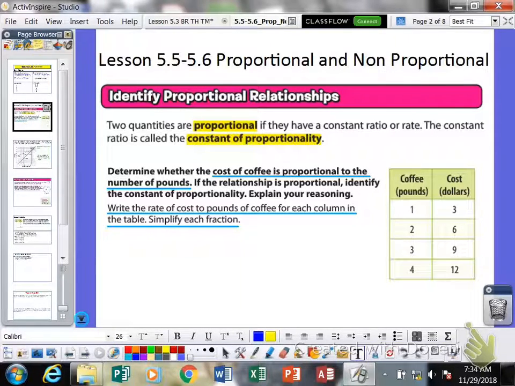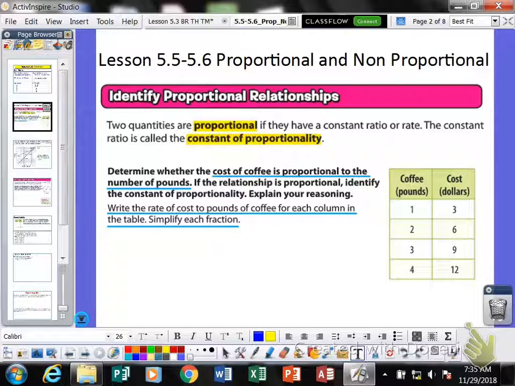In lessons 5.5 and 5.6, we're going to talk about proportional and non-proportional relationships. Two quantities are proportional if they have a constant ratio or rate. The constant ratio is called the constant of proportionality. So we need to look for a constant ratio. Remember, a ratio is a comparison of two quantities. A rate is a comparison of two different quantities.